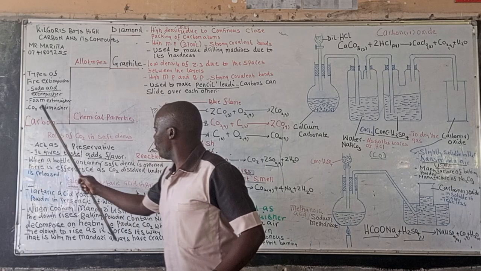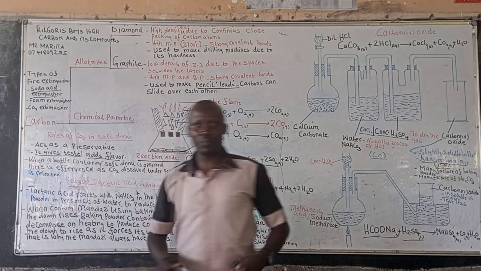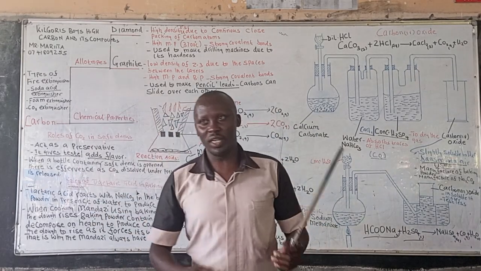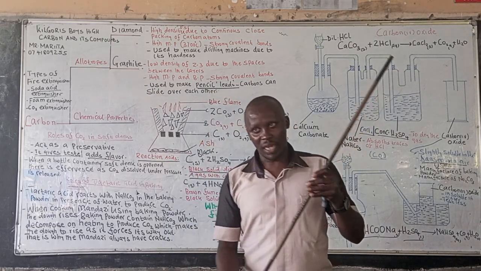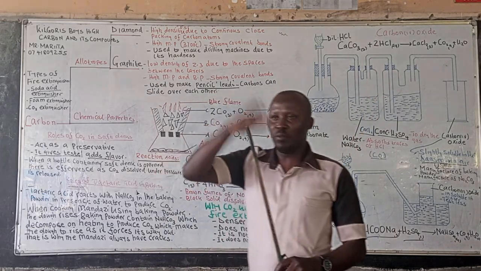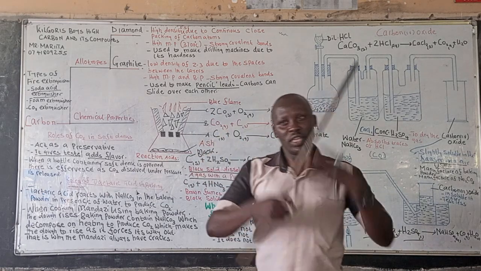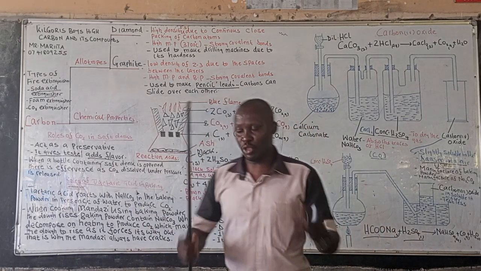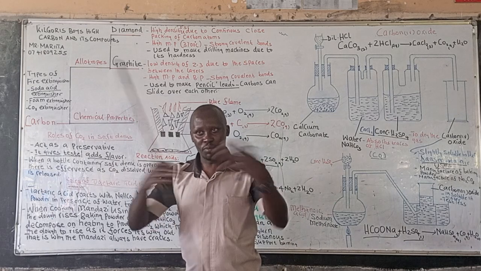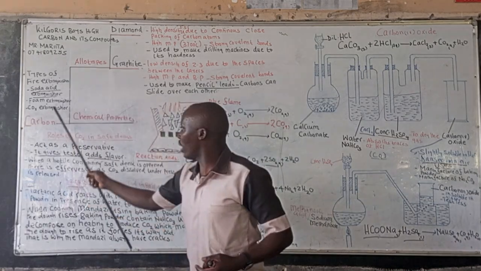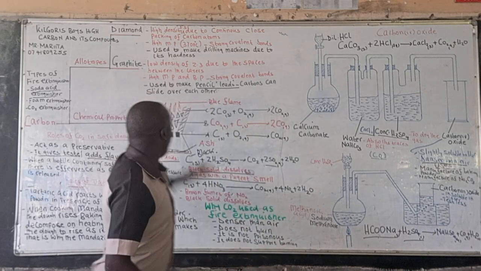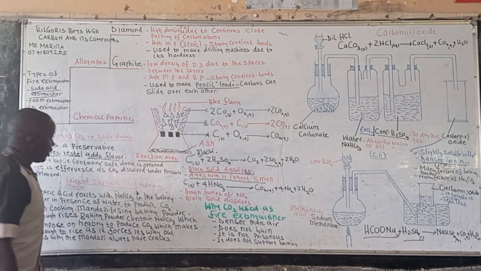Then another one, we have the foam extinguisher. Normally this one contains sodium hydrogen carbonate also at the bottom, and aluminum sulfate at the top. When the two react, they produce CO2, carbon dioxide, which can put off the fire. And then we have the carbon dioxide extinguisher. So these are the types of fire extinguisher.